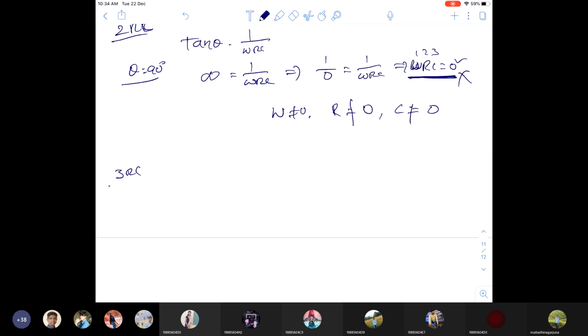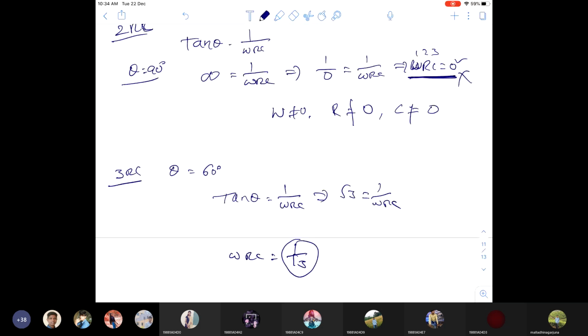So if you take three RC networks, each angle theta is equal to 60 degrees. So tan theta is equal to 1 by omega RC. So tan 60 is root 3, equal to 1 by omega RC here. So omega RC equals 1 by root 3. So this is one physical quantity. We can take some appropriate combination to satisfy this condition. Yes, we can satisfy this condition, because 1 by root 3 is a physical quantity.